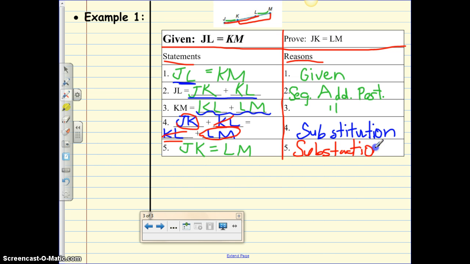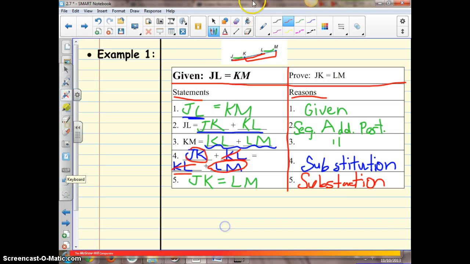And that is not how you spell subtraction. Let me try that again. Where's my eraser? I guess I could rewrite this. The subtraction property of equality. I can't write and talk at the same time.